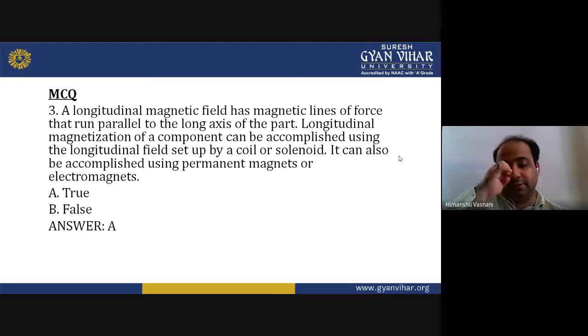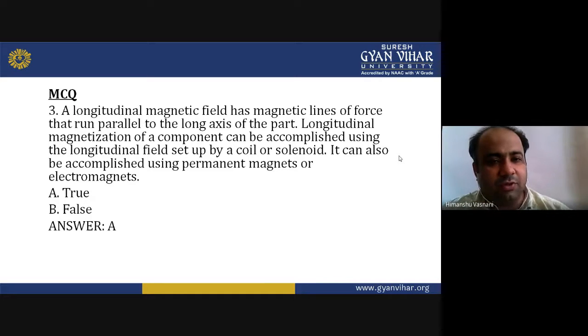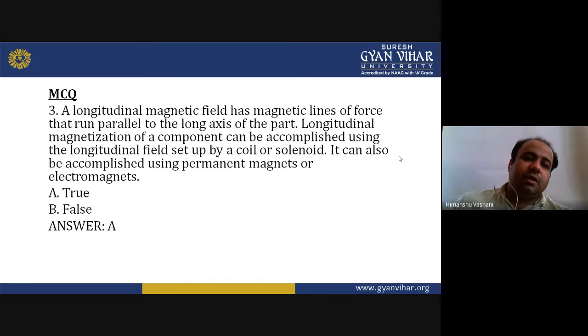Now, a longitudinal magnetic field has magnetic lines of force that run parallel to the long axis of the part. Longitudinal magnetization of a component can be accomplished using a longitudinal field set up by a coil or solenoid. It can also be accomplished using permanent magnets or electromagnets. So it is true in this case.